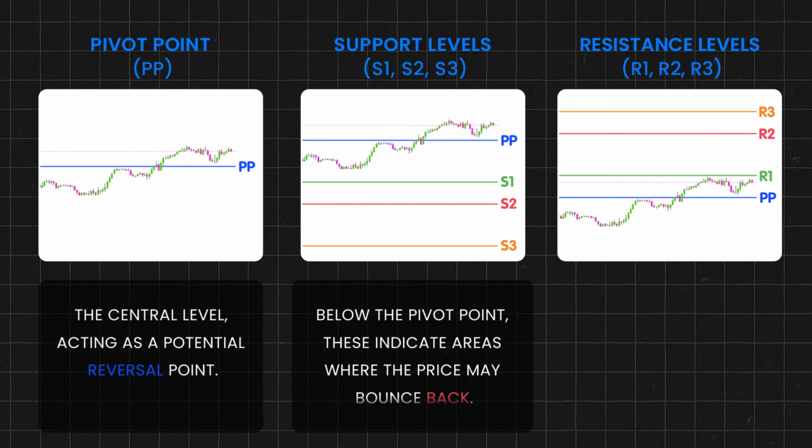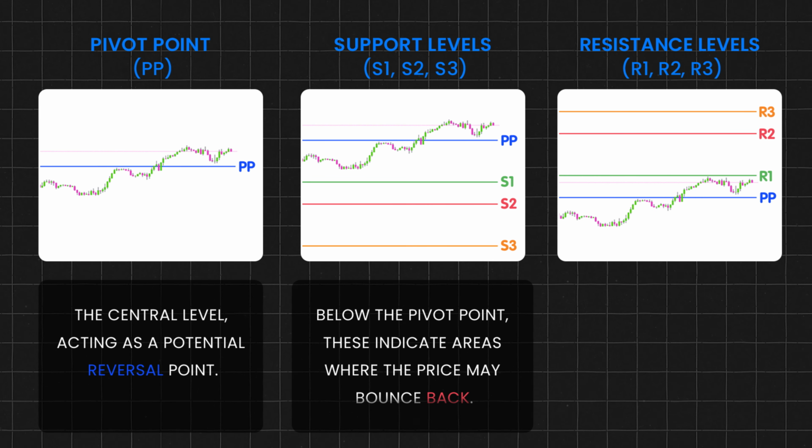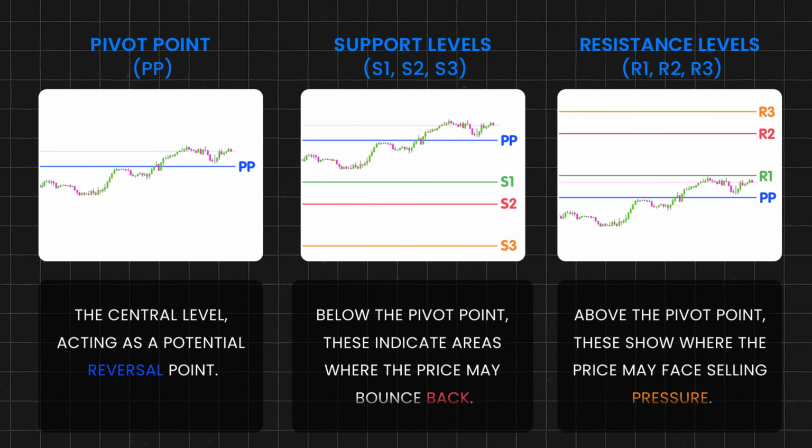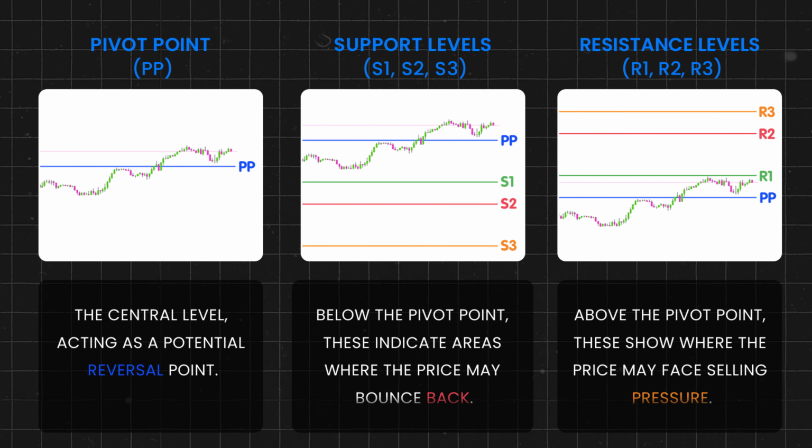Resistance levels, R1, R2, R3. Above the pivot point, these show where the price may face selling pressure.